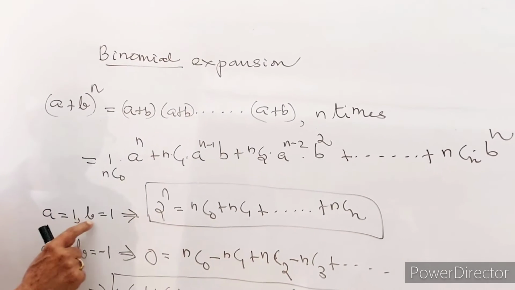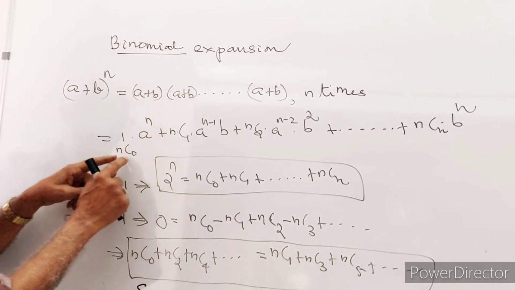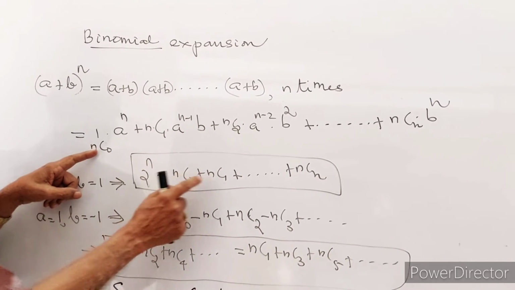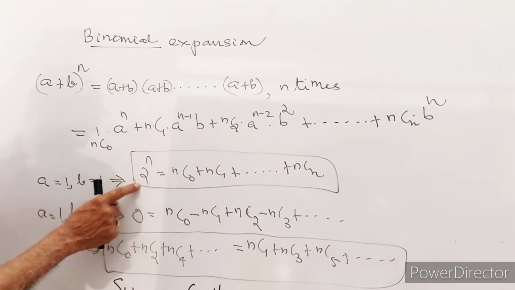Now if you put a equals 1, b equals 1, then 1 plus 1 is 2, so 2 raised to n. On the other side, the powers of 1 are all 1, so you see nC0 plus nC1 plus etc. up to nCn equals 2 raised to n. So this is the result.